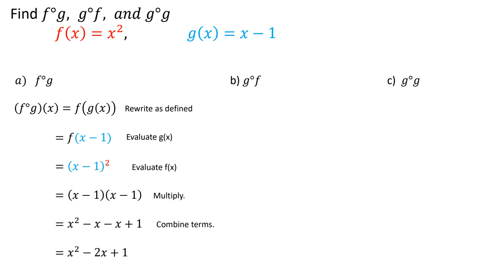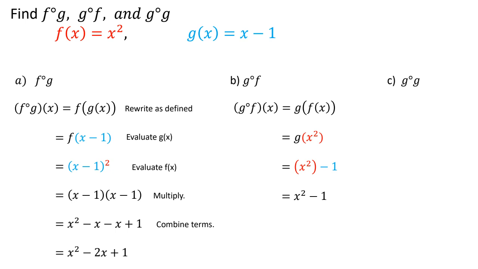Everywhere I see x in function f, I'm going to plug it in. So we have x minus 1 squared. Do FOIL, and we get x squared minus 2x plus 1. Okay. The next one, g composed of f. Again, g came first, so to function g, I'm going to plug in f. So f is x squared, everywhere I see x, to function g, I'm going to plug in this x squared. So we have x squared minus 1. So the final product is just x squared minus 1.